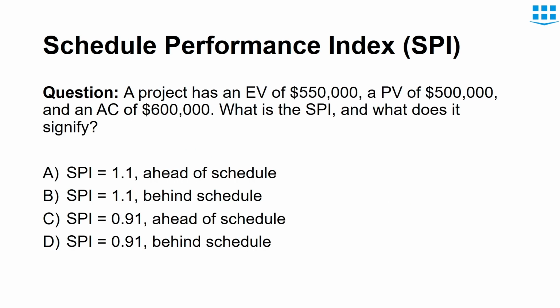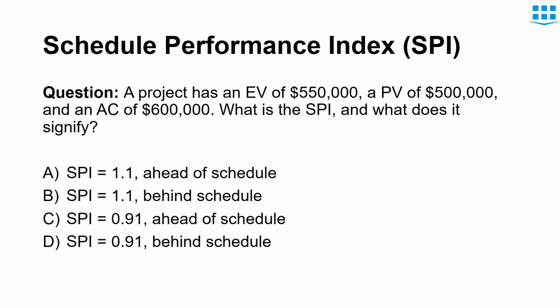Here is an example of SPI. A project has an EV of $550,000, a PV of $500,000, and an AC of $600,000. What is the SPI and what does it signify? Here we can see that to calculate SPI, we just need EV and PV.